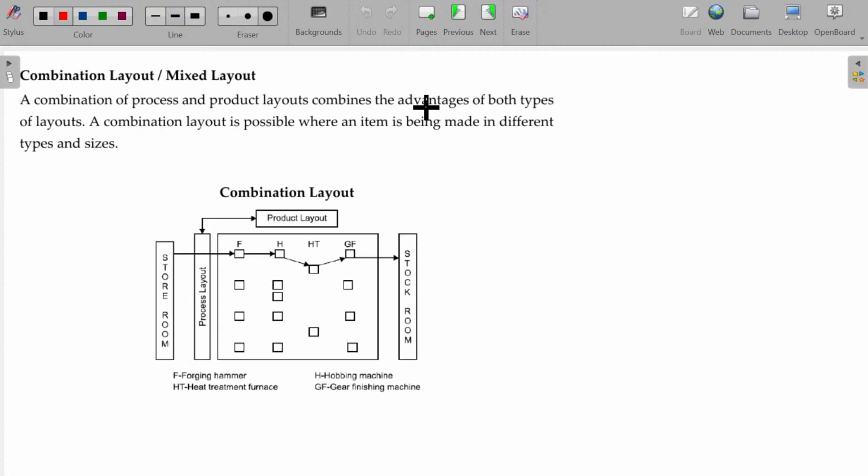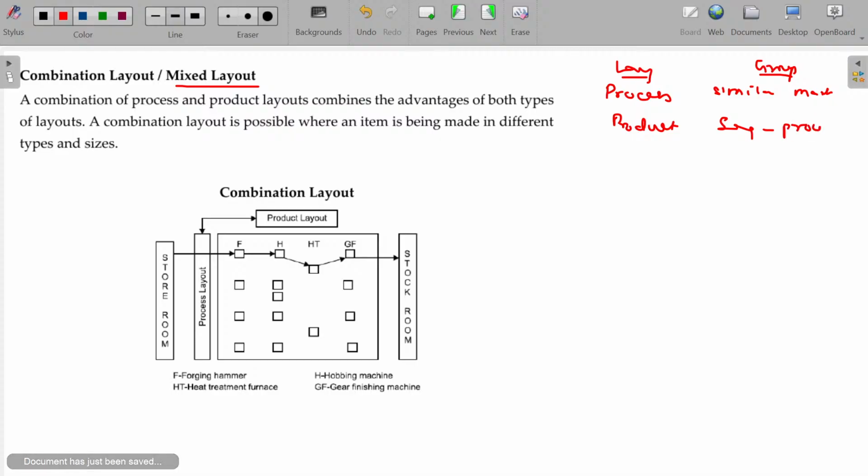Now, what about the mixed or combination layout, sir? See, in process layout, what happens? Similar machines are grouped. In case of product layout, machines are arranged in sequence as per the process.